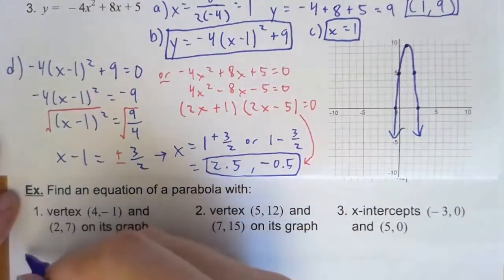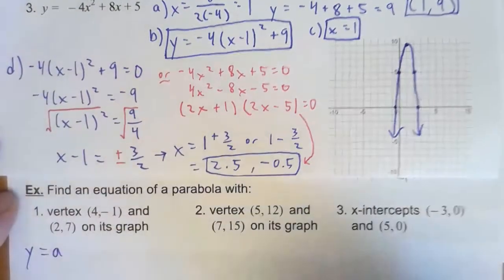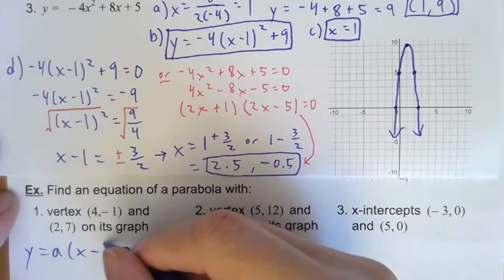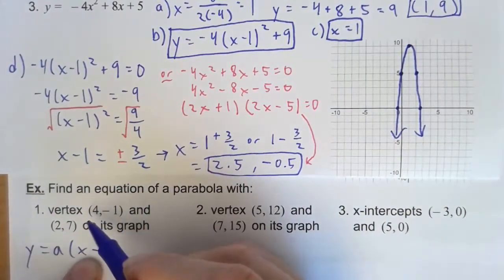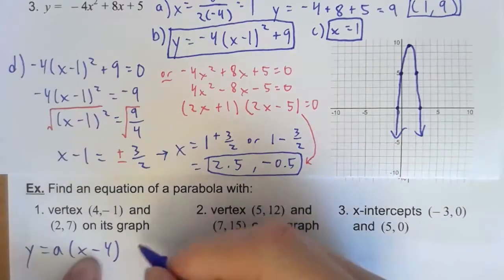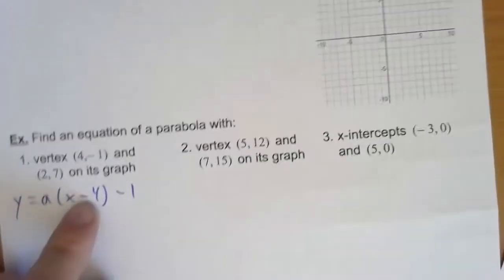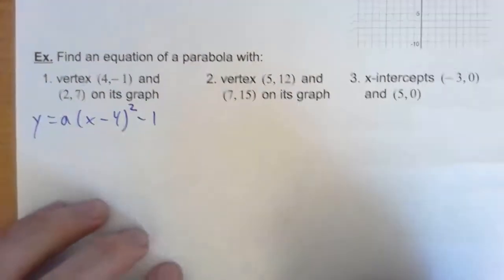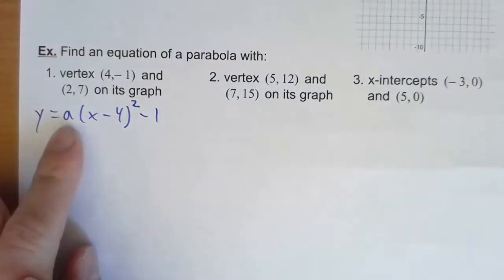Okay, so what we want is y equals, now we don't know the a though, so I'm just going to have to leave that as a right now. And then it's going to be x minus 4, and then again, x minus 4 goes with x equals 4, but then negative 1, let's just shift down 1, so I need the minus 1, okay? Now I'm missing something here. Do you see what it is? It's that squared. Don't forget that squared. That's very, very important, okay? All right, so that's almost our answer. We're just missing that darn pesky a right there.